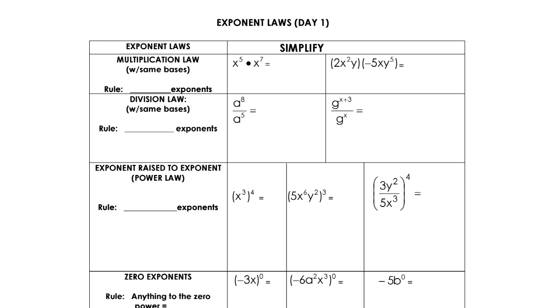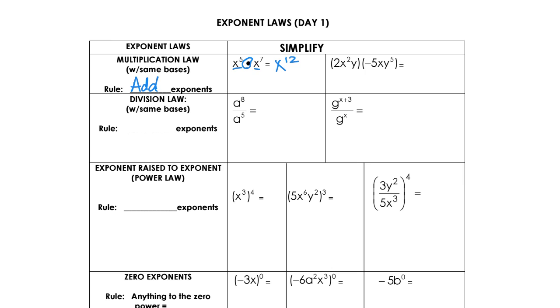All right, so the multiplication law. If you have the same base, for instance, these two right here have a base of x, then there is something you can do with their exponents. When your operation is multiplication, your exponents actually get added. So x to the 5th times x to the 7th is x to the 12th.